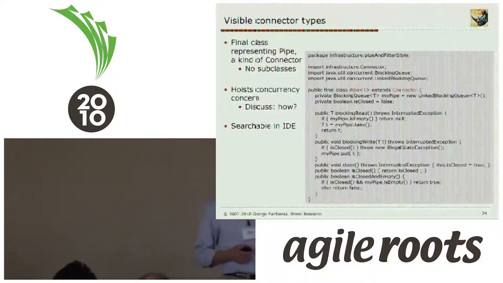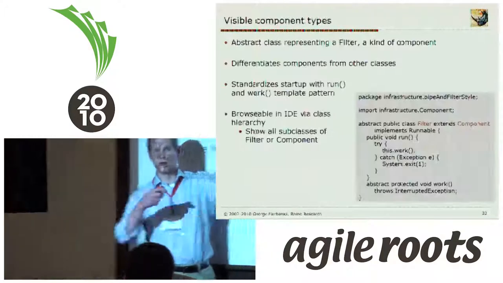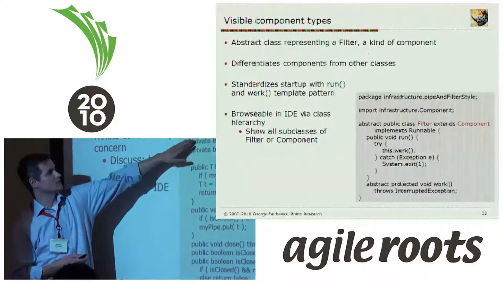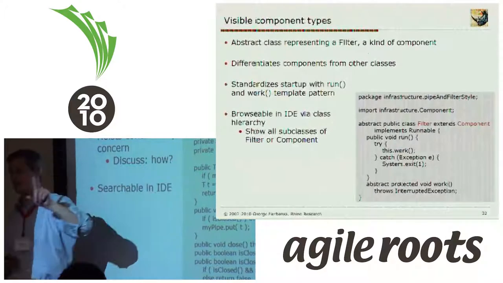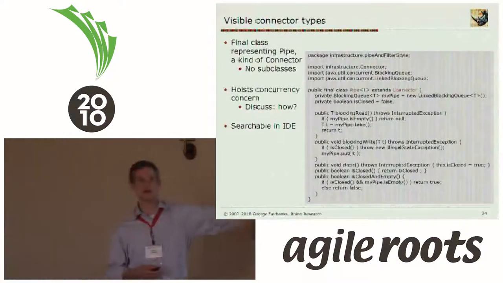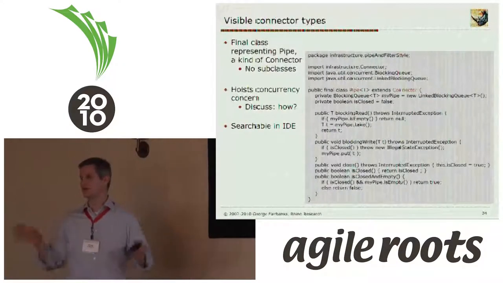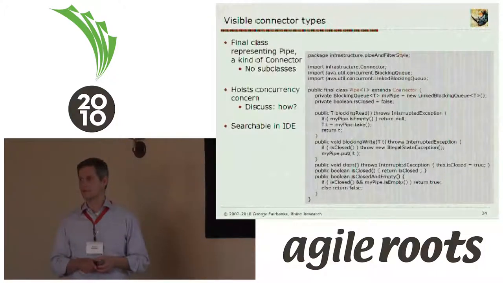Now, notice that this is different from the last code you saw. The last code you saw said this is an abstract public class. In other words, you create your own filters and put all your data in them. This is different. This is a final class. It says there's only going to be one implementation of pipe, and this is it. And it hoists all the concurrency nastiness so that nobody else has to deal with concurrency again. Okay?